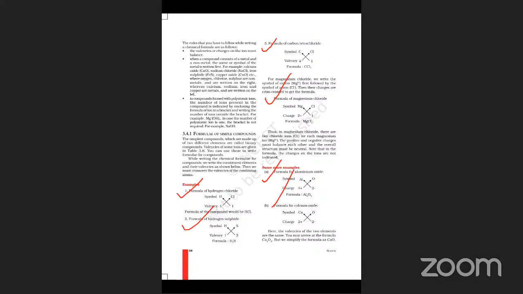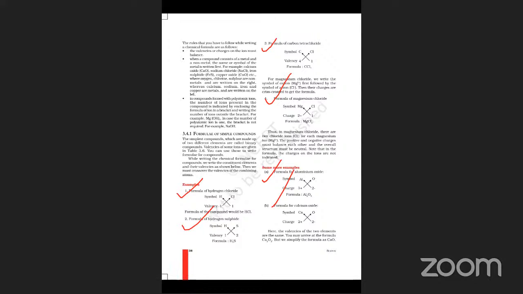So remember, if the valencies of the 2 elements are the same, you may arrive at the formula Ca2O2. But we are simplifying the formula in the simplest ratio, 1:1. So you will get CaO. While writing the subscript integer, you don't need to write their signs, whether it is plus or minus.